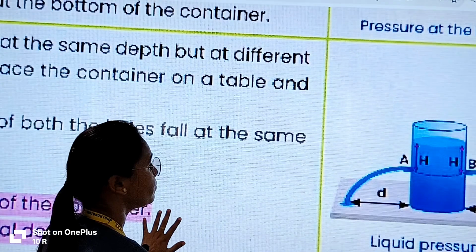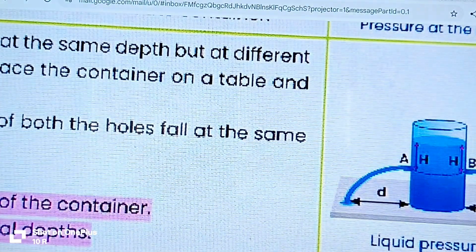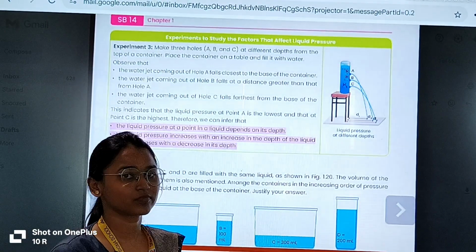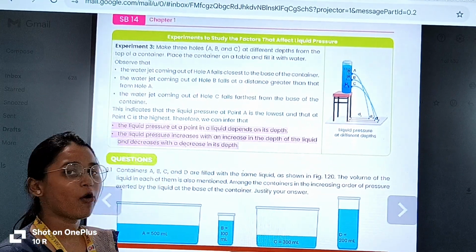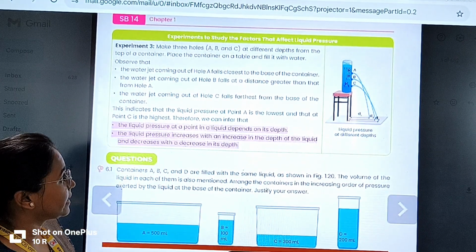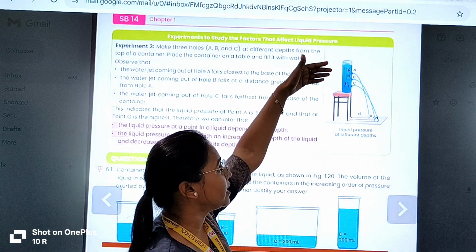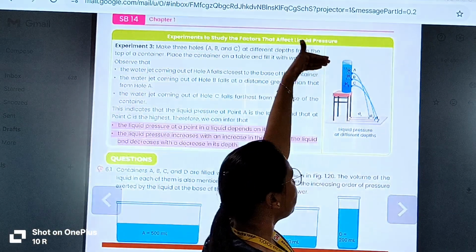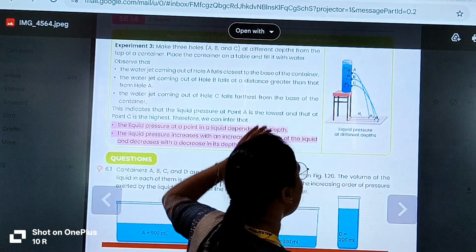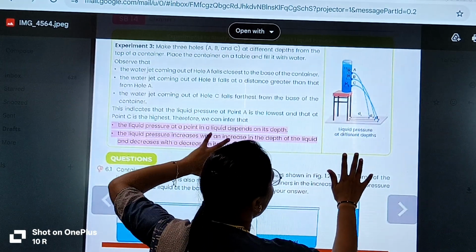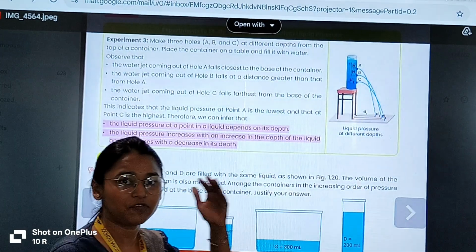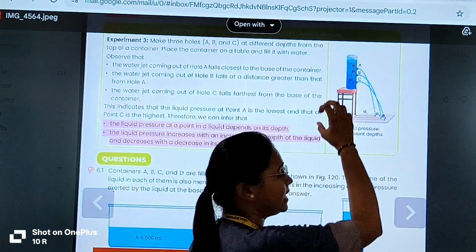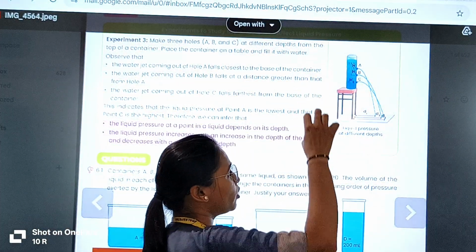Next we will take our third case. Now students, we will talk about our third case. In the third case, as you can see, we have made holes in this container at different depths, at point A, point B and point C. Now as you can see in this picture, the amount of pressure is different at the different points. At the first point A, there is less pressure. The water comes out with less pressure.